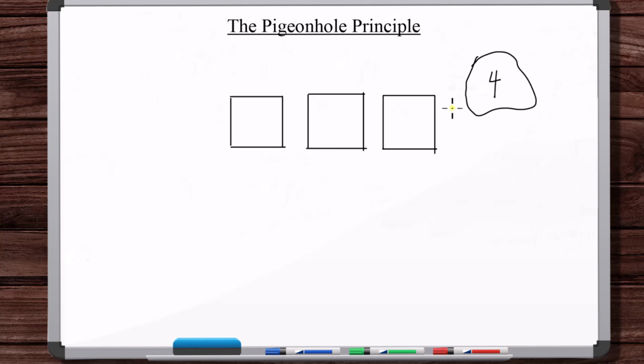The idea is you could have all 4 go into one pigeonhole. Well, then there you go, at least one pigeonhole has 2 pigeons. But the worst case scenario would be that the pigeons spread out as evenly as possible. So you get a pigeon here, and a pigeon here. But now that 4th pigeon is going to have to choose one hole. So one hole is going to have at least 2 pigeons.